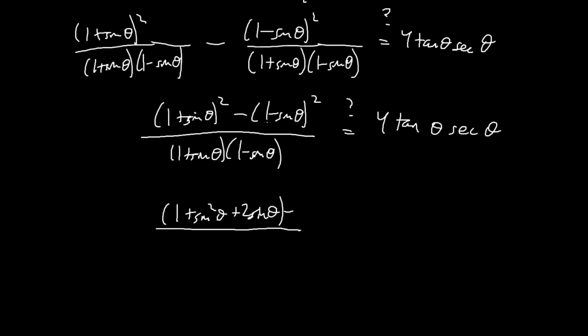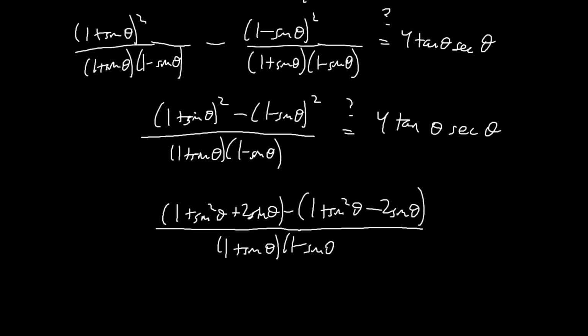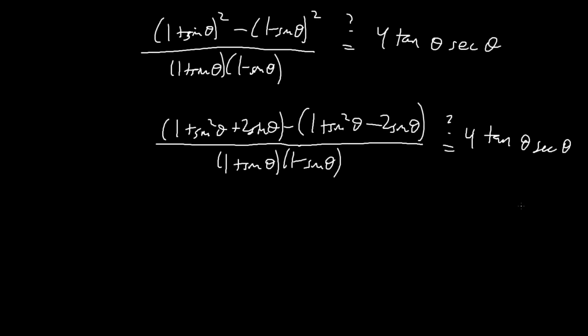And now I'm going to expand the second term. So this is going to be 1 plus sine squared theta minus 2 sine theta. And the denominator stays the same, 1 plus sine theta, 1 minus sine theta. Does this equal 4 tangent theta secant theta? Do any of these terms cancel? Yes, they do. So the 1 cancels with this one, and the sine squared theta cancels with this one. And the negative combines with the negative here to give a plus 2 sine theta. So on the top, I have 4 sine theta. And on the bottom, if I multiply this out, I get 1 minus sine squared theta.